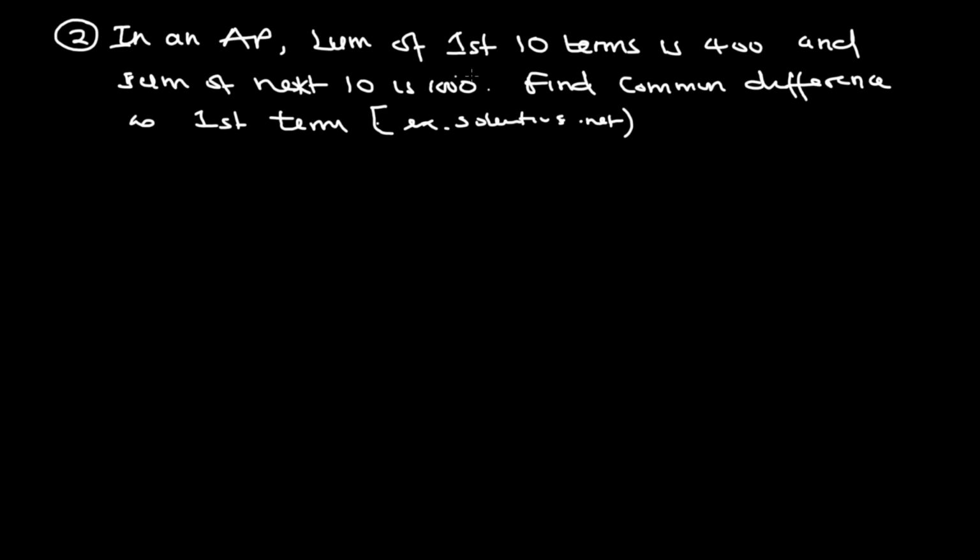Okay, so this question says in an AP, the sum of the first 10 terms is 400. They're saying sum, it's a series, and the first 10 terms is 400. This is a normal statement, and we can use the normal formula. Then they go on to say, and the sum of the next 10 terms is 1000. Find the common difference and the first term.